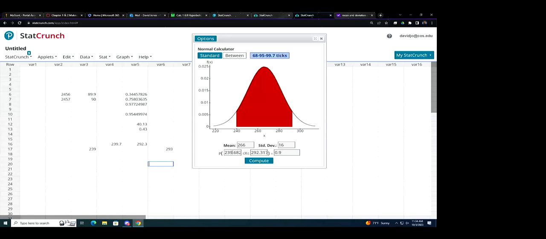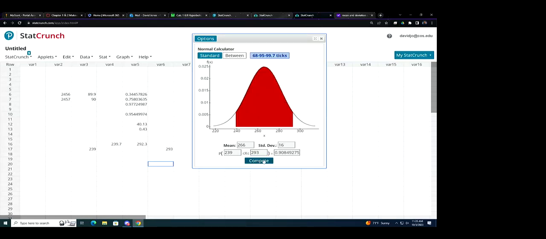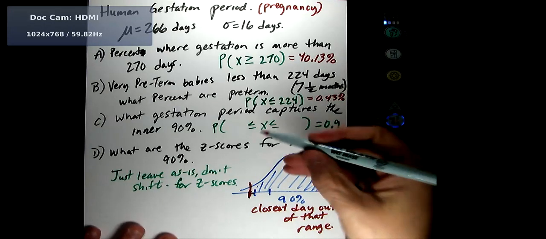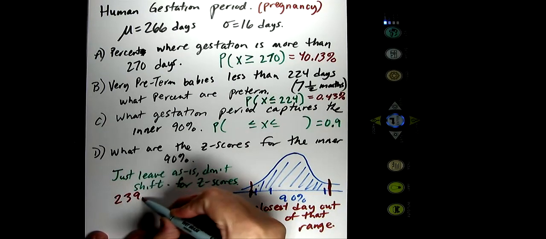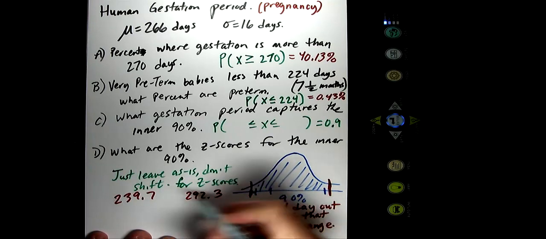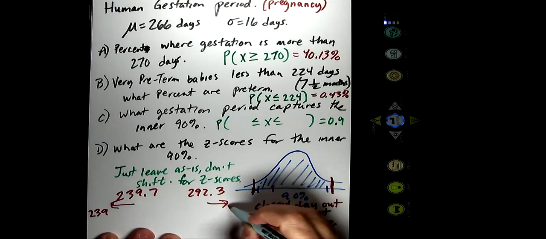You'll see if I change this to 239 and 293, I should be just a little bit above 90%. Not much. So 239 and 293. They had 239.7 and 292.3. Here we're going to round down to the 239, and here we're going to round up to the 293.